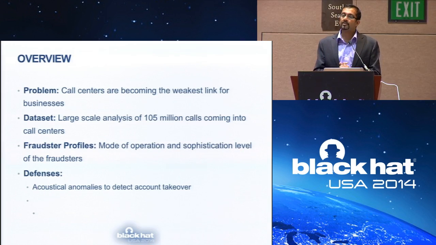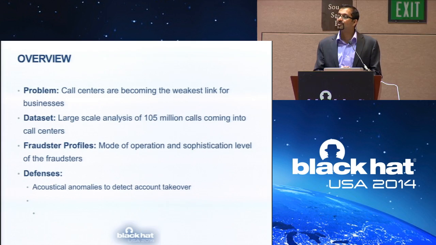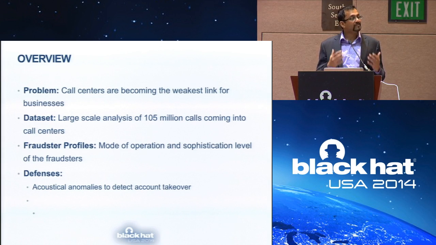In order to investigate this problem, we looked at data from these call centers. We looked at about 105 million calls coming into call centers that belong to financial institutions, telcos, retailers, utility companies, and even state benefit programs. We're going to show you exactly what the profile of these fraudsters is, what their mode of operation is, and how sophisticated they are, and it's going to be quite a surprise. And finally, we're going to talk a little bit about the defenses.